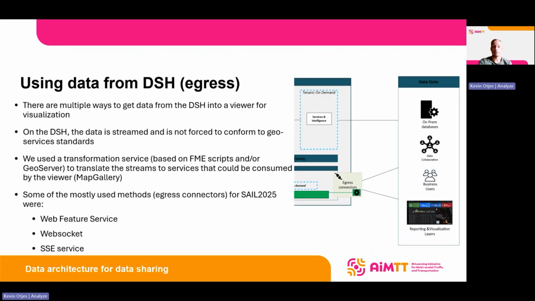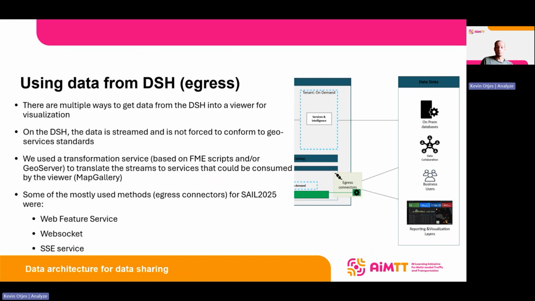Then getting data from the DSH into something else, for example, a viewer, a dashboard, or whatever you want to use to show it to your end users is also very important, because on stream in the DSH, it's just a data stream. It's not being visualized. It's not something that is consumable by your end customer, the people making these decisions, the crowd managers. So that still has to be done.